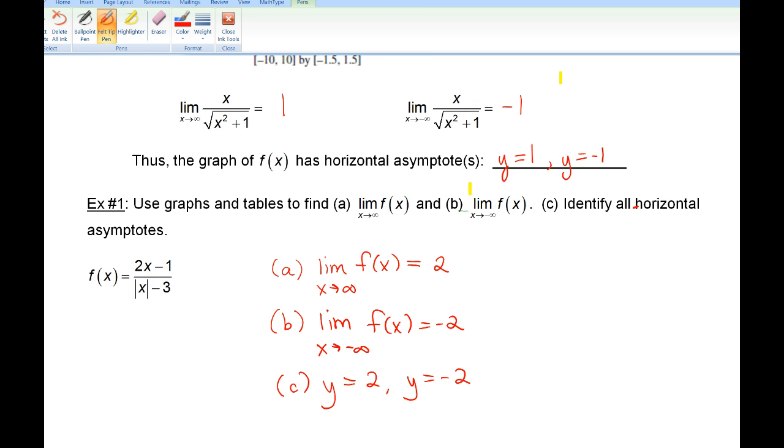So remember, when I approach infinity and I get a real number, that's my asymptote, because that's the end behavior. If I approach negative infinity, you get a number. That's also an asymptote.